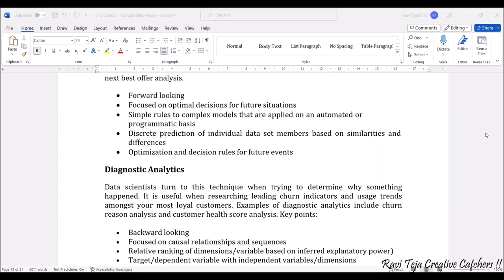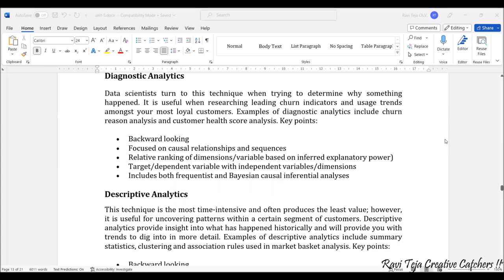The key points of diagnostic analytics are backward looking, focused on causal relationships and sequences, relative ranking of dimensions or variables based on inferred explanatory power. The next one is a target or dependent variable with independent variables and dimensions. They include both frequentist as well as Bayesian causal inference analysis.